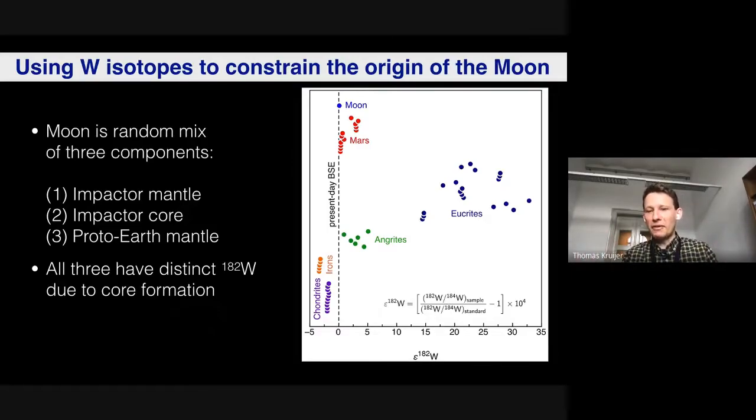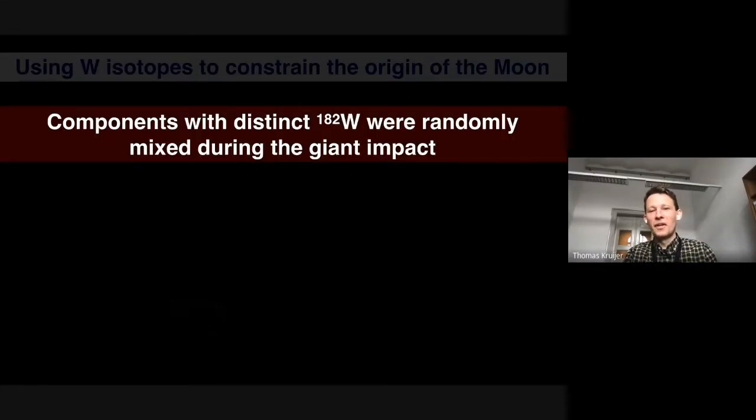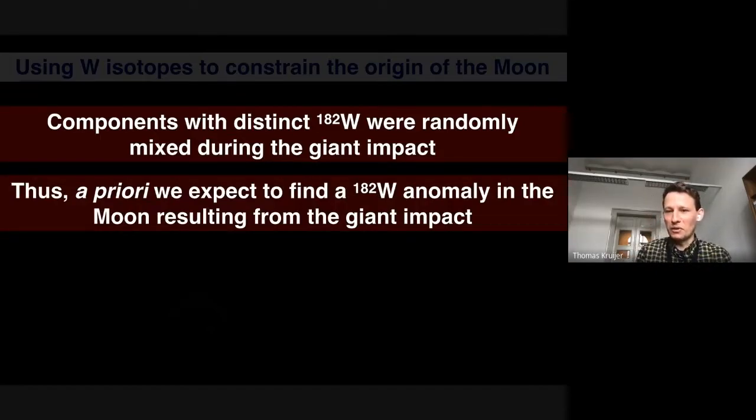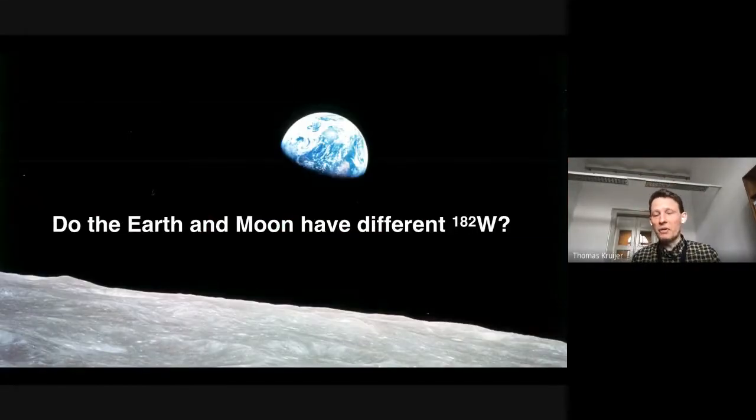So if you think about this qualitatively, it would be very fortuitous if the Earth and the moon ended up with exactly the same isotopic compositions in tungsten isotopes. So it's much more likely that you would find a significant tungsten isotope anomaly in the moon resulting from the giant impact, simply because this is more or less random mixing of highly heterogeneous 182 tungsten compositions. So you may ask the question, do the Earth and the moon have different 182 tungsten compositions?